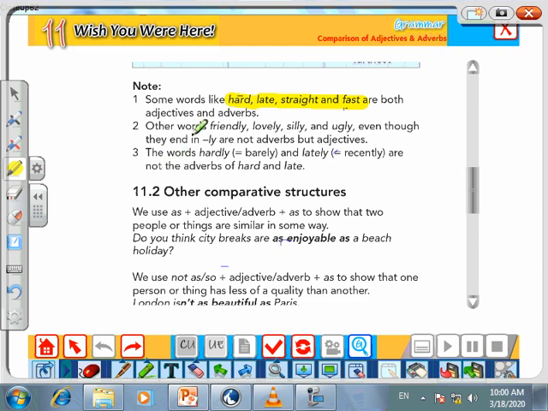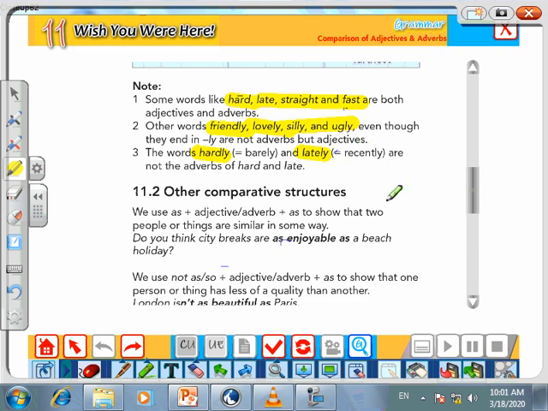Other words like friendly, lovely, silly, ugly end in -ly, fine? So are we going to think that they are adverbs? No, they are adjectives. He is silly, so this is an adjective. He's ugly, this is an adjective. Although they end in -ly, they are not adverbs, they are adjectives. Also, the word hardly is not the adverb of hard, and lately is not the adverb of late. Hardly has a totally different meaning, and lately has a totally different meaning.